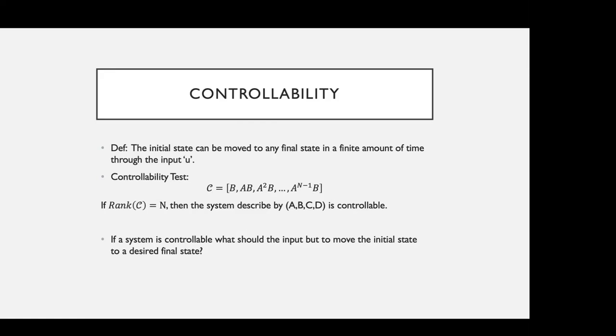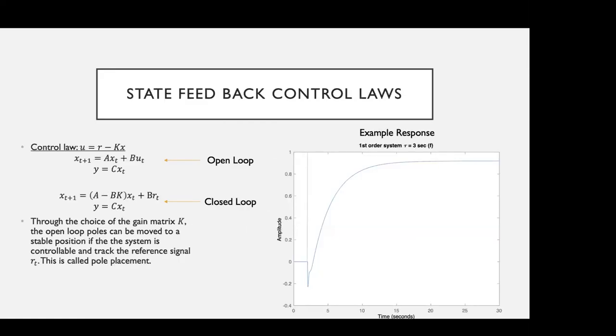So if you can do this through the input u, what should the input u actually be to control the state to where I want it to be? And this is called state feedback control laws. So if we choose u to be of the form r minus kx, where r is your reference signal, K is the gain matrix, and x is your state, you can have the open loop system. And then if I just plug this control law into my open loop system, I get this new system, which is A minus BK x plus Br.